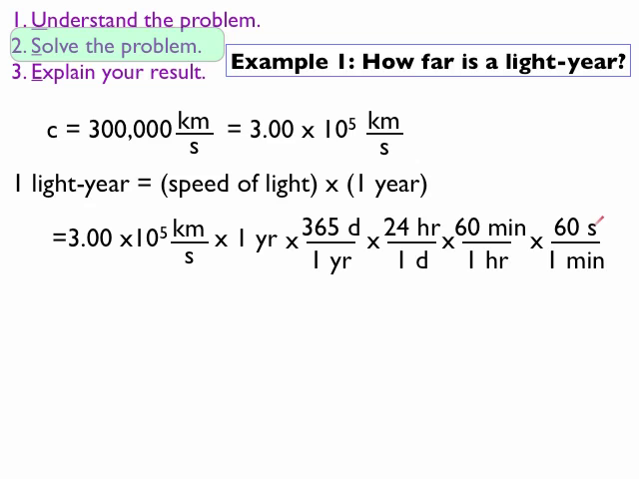Notice that the seconds at the end cancel with the seconds in the speed at the beginning, and all the units in between also cancel, leaving only the units of kilometers, which is a distance, just as we expect for the answer. You can multiply the numbers on a calculator. The result is 9.46 times 10 to the 12th kilometers, or 9.46 trillion kilometers. Note that we give the answer with 3 significant digits to match the 3 in the speed of light.